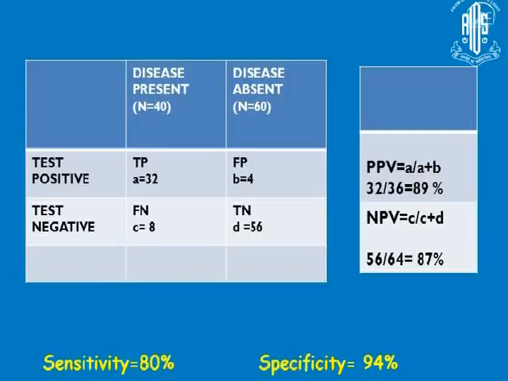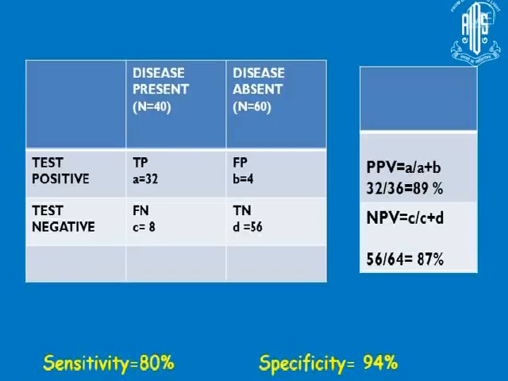In the same example, let us say that now the number of patients with the disease has increased to 40. That means there are 32 people who are positive and 8 who do not have it. Again, the disease is absent in 60, which means the false positives are 4 and true negatives are 56. Again, the same sensitivities and specificities. But now look at it. The positive predictive value has improved to 89%, and the negative has dropped down to 87%.